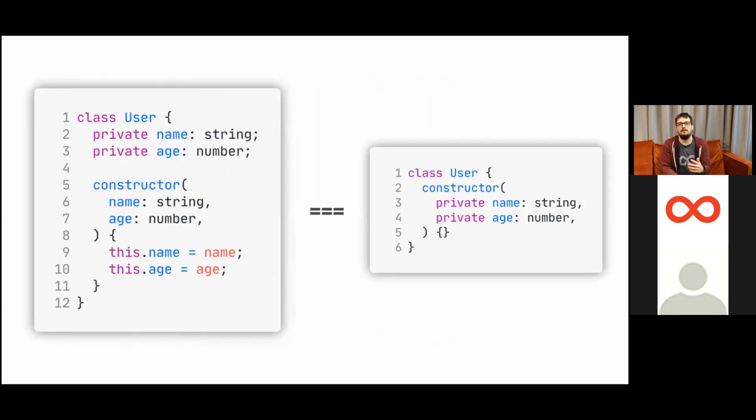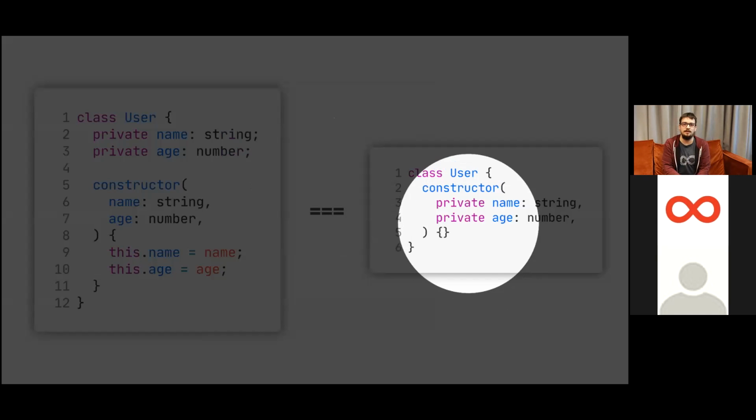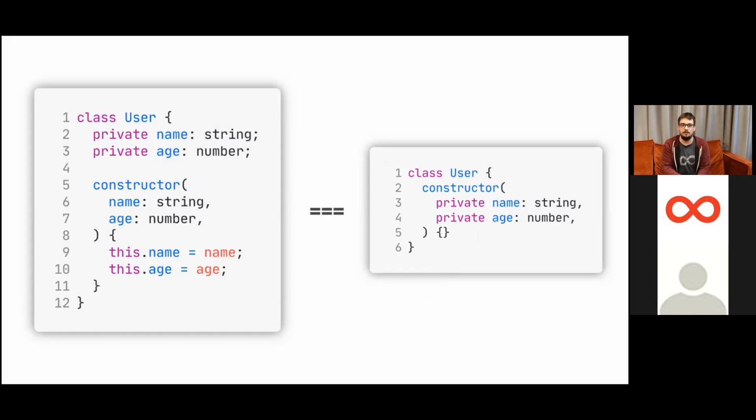And this is a bit of sugar. If you just place private, public, or protected in the constructor parameters, you will get identical functionality. It will have a private property and it will assign the value at construction time. So you don't have to type all of this every time.